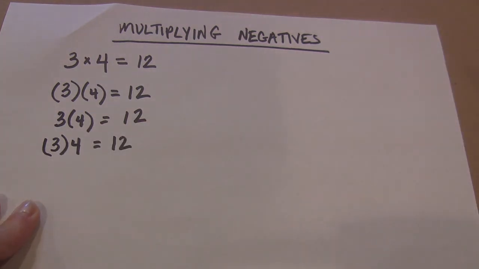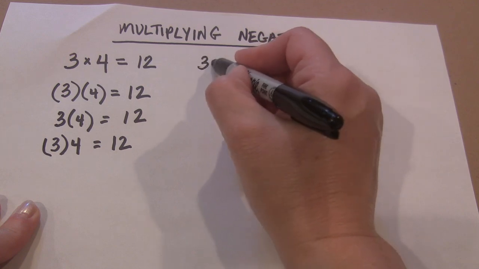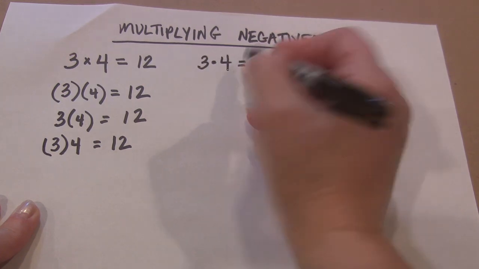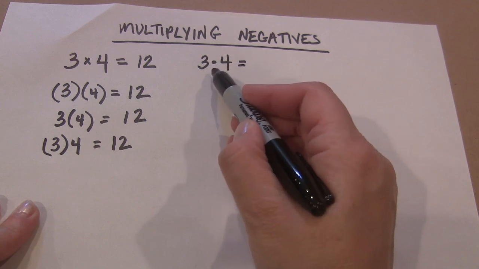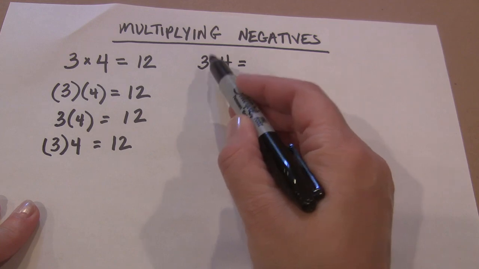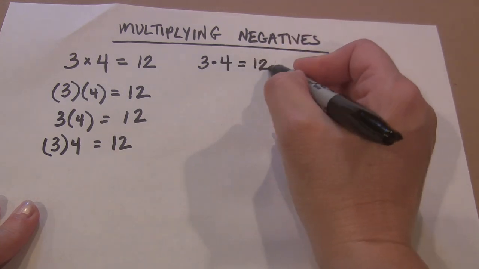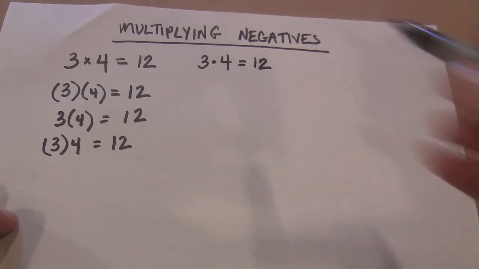Parentheses means multiply. Another way that you could write it is 3·4. Notice that this is not a period. This is not down here at the bottom of your line. This is up near the center of where your numerals are written, and that also means multiply. So you can write multiply in this way as well.